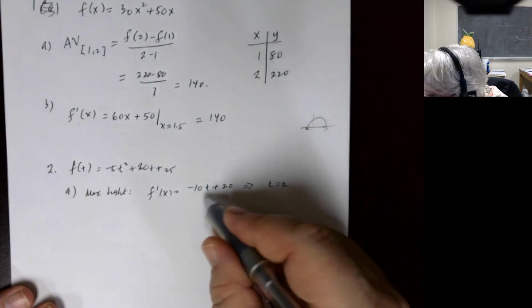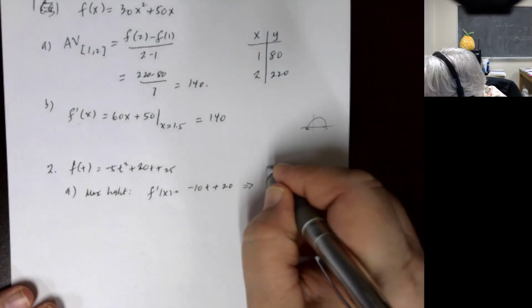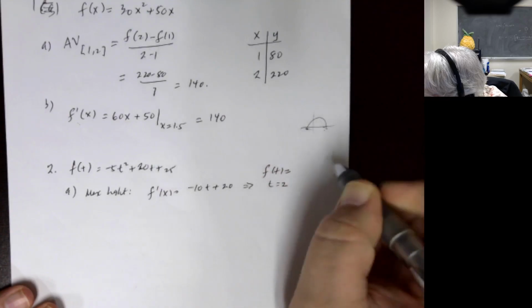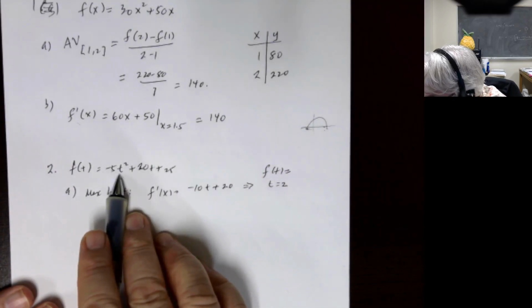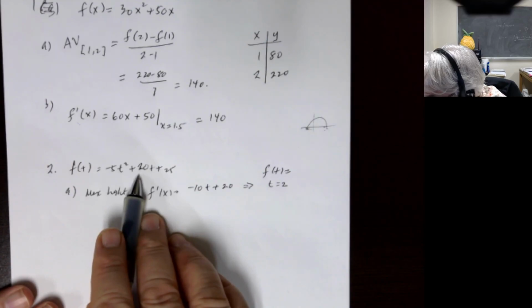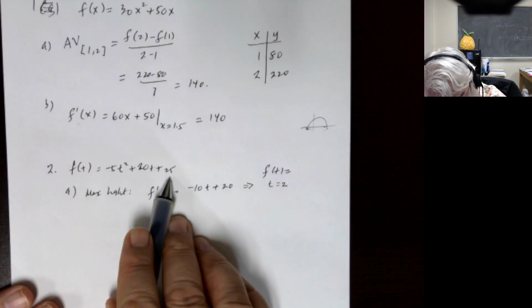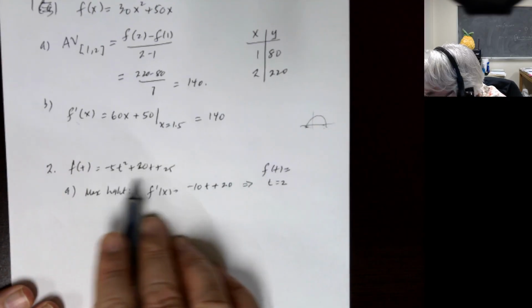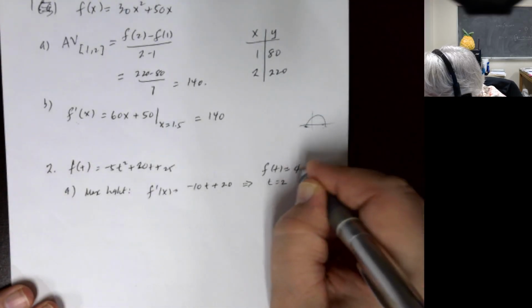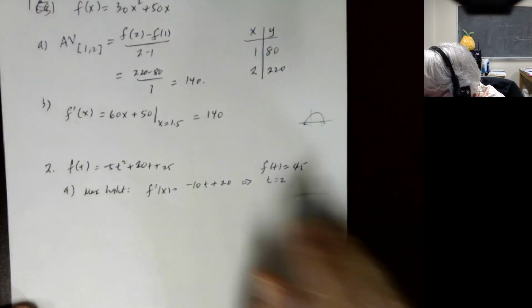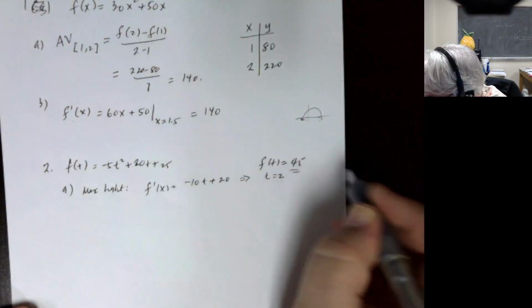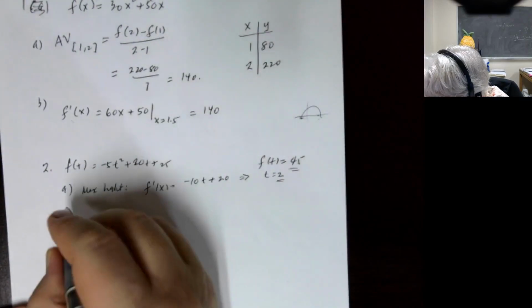And then if we plug in time 2 into our original function, we'll get the height. So if I plug in 2, minus 5 times 4 is minus 20, plus 40 plus 25. That's going to be 45. So that's 45 feet at 2 seconds. Our maximum height is 45 feet and it occurs at 2 seconds.